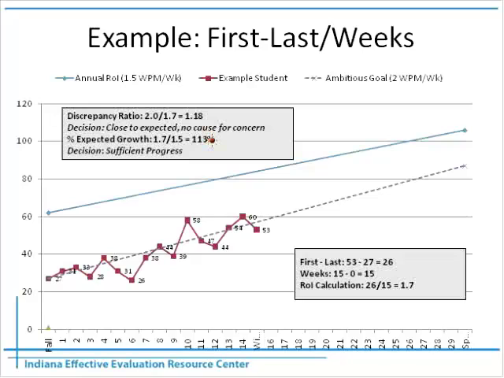So although the student is not meeting the ambitious goal of gaining 2 words per minute per week, they are gaining more than our normative line of 1.5 words per minute per week. So the decision there is sufficient progress.